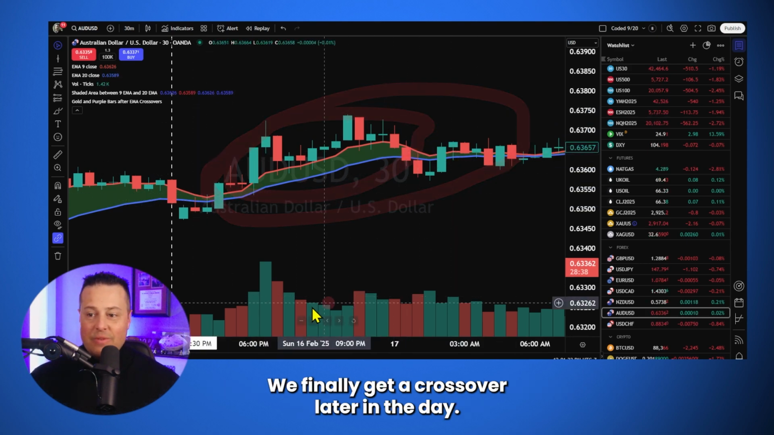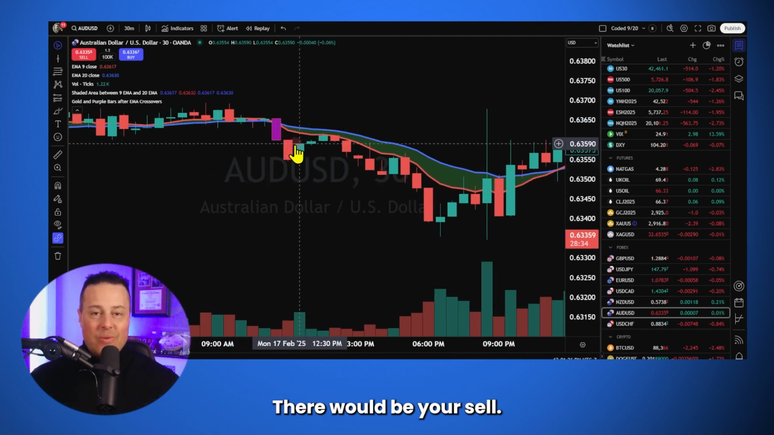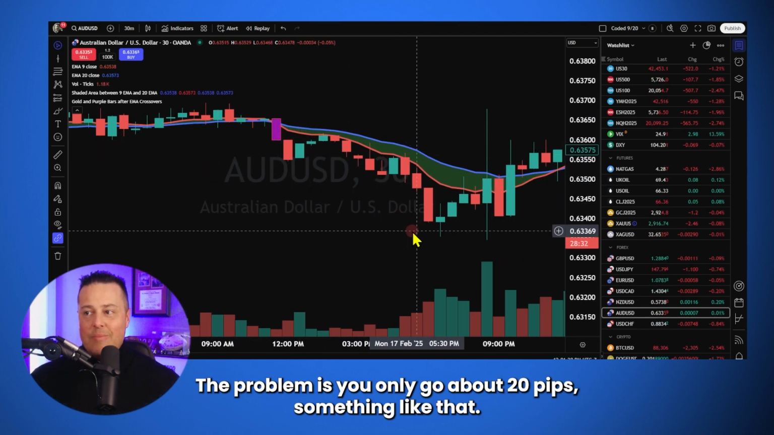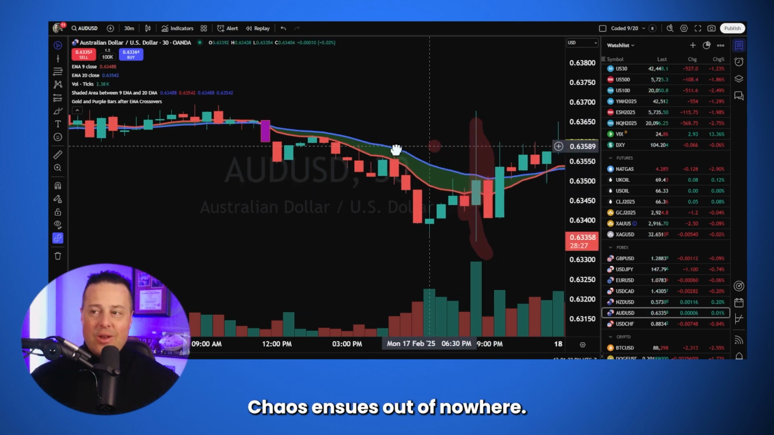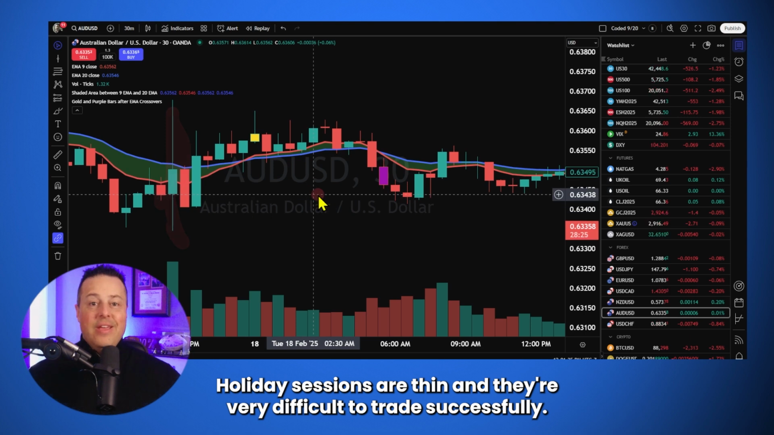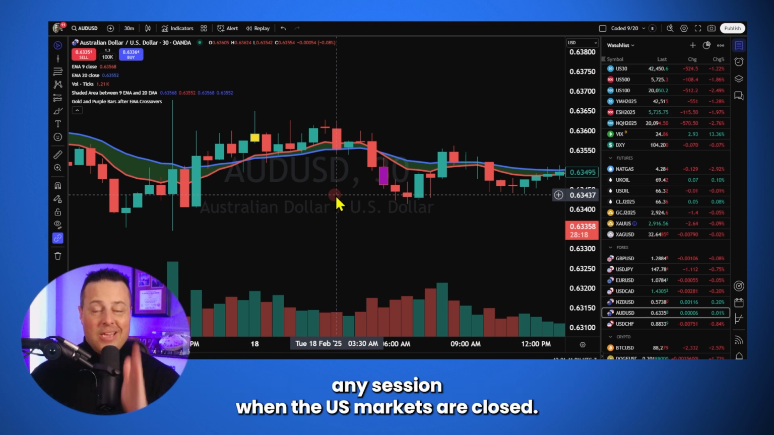There's no crossovers. We finally get a crossover later in the day, and as you can see, it looks like a great move. There would be your sell. The problem is you only go about 20 pips, something like that. So then you get chaos. Chaos ensues out of nowhere. Holiday sessions are thin, and they're very difficult to trade successfully. So, time number 3 to avoid crossover trading: holiday sessions, any session when the U.S. markets are closed.